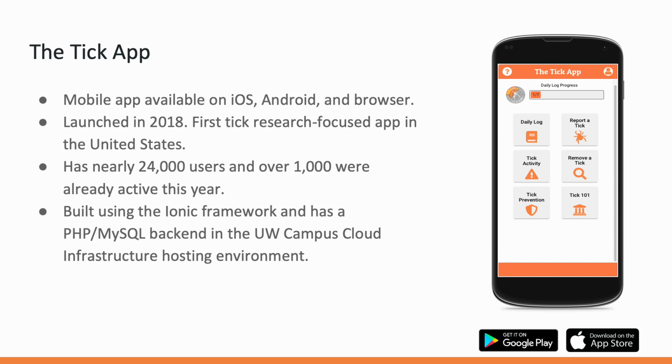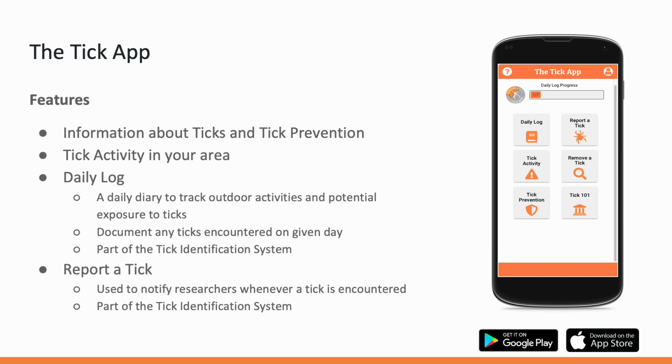The front end was written in Ionic, a JavaScript framework that allows developers to write the code once and deploy it to iOS, Android, and the browser. The backend API is built using PHP and MySQL as part of a LAMP stack in UW-Madison's campus cloud infrastructure hosting environment. As mentioned, the app was designed to study human behavior and tick encounters, and each of its features were developed to help with this.